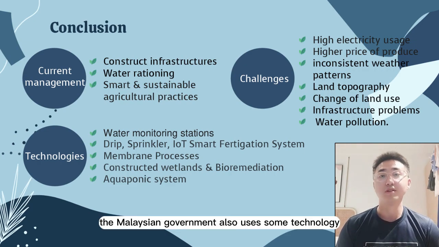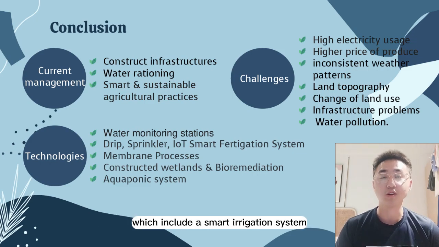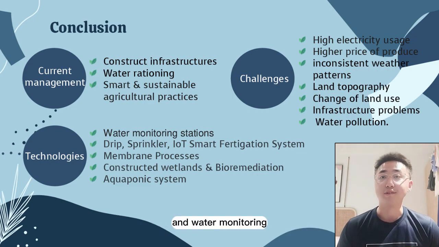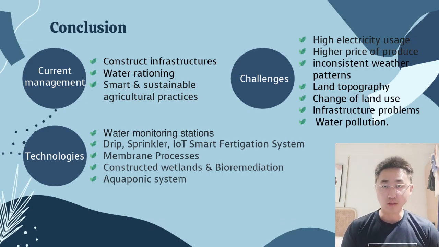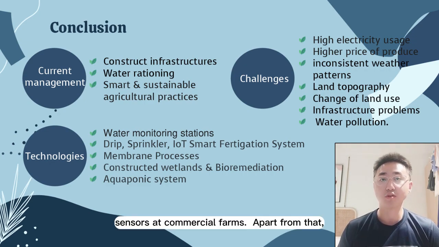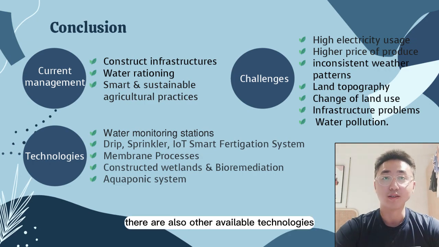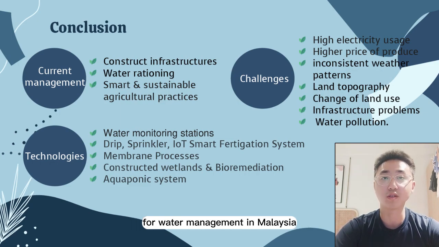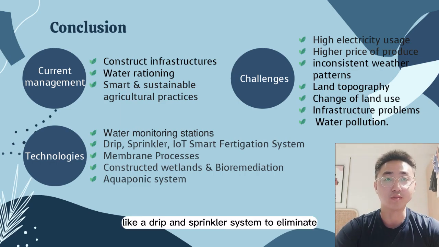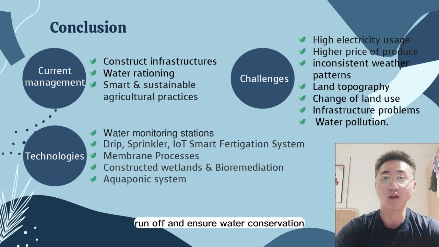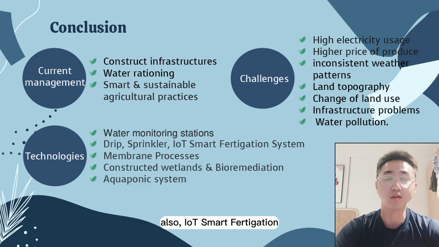The Malaysian government also uses some technology, which includes smart irrigation systems and water monitoring centers for commercial farmers. Besides that, there are also other available water management technologies in Malaysia, like PRIS and the SPRI system, to ensure water conservation. Also, there is the IoT smart fertigation system for precise distribution of water and fertilizers.